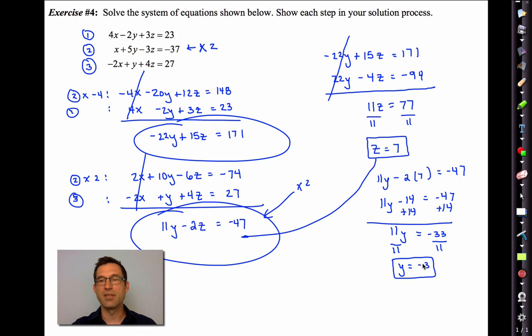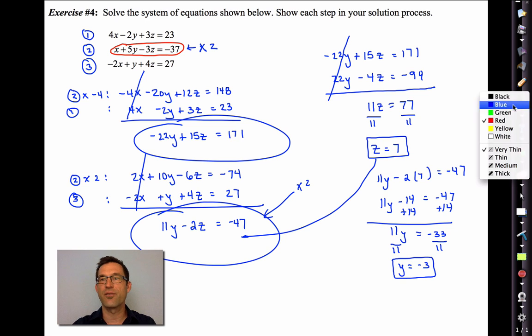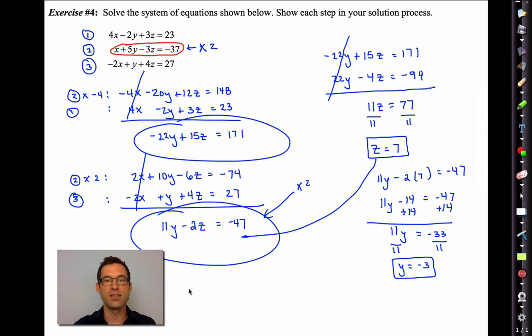So now I've got my z and my y. Y is -3, z is 7. Now I just got to figure out x. I think I'll take these two and substitute them back into equation 2, where it's just x to the first, right? That'll be easy because now I'll have x plus 5 times y minus 3 times z.